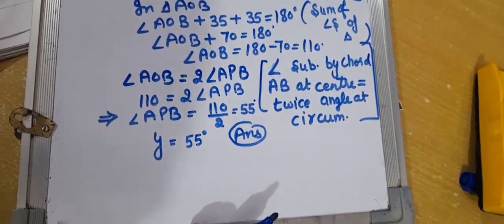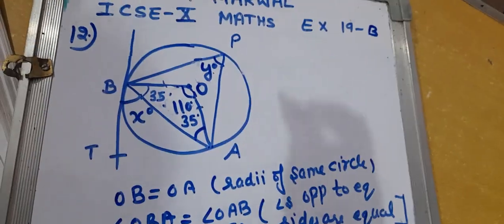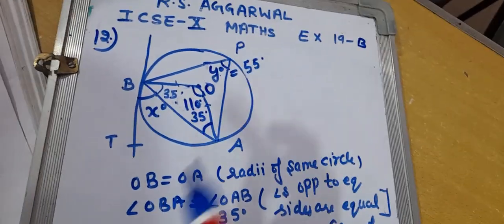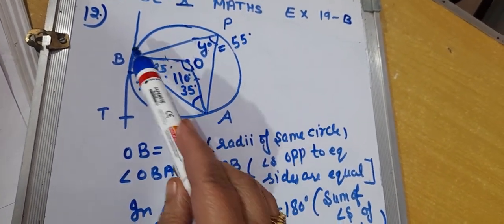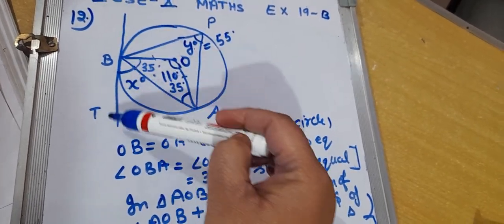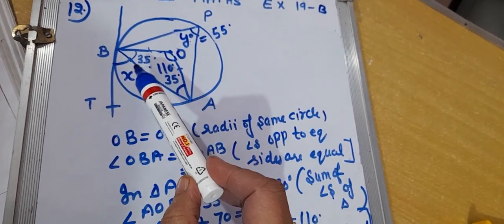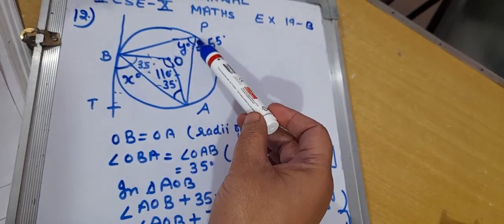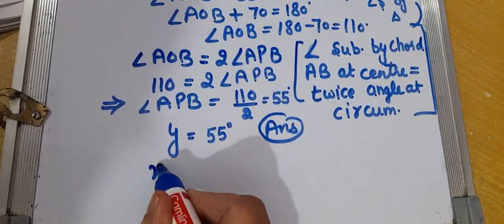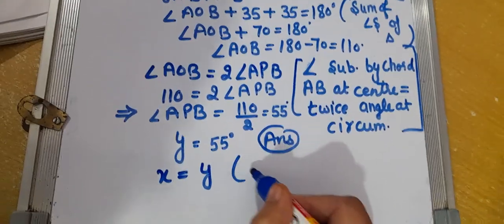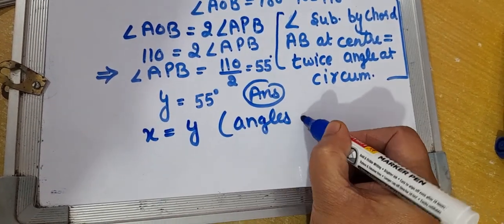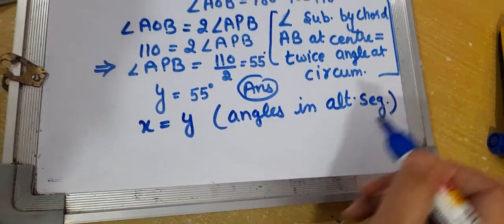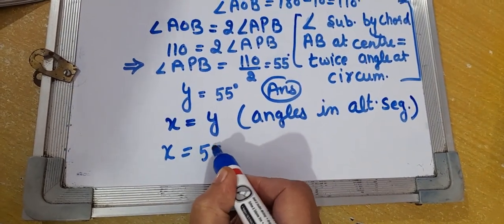We are also asked to find the value of X. Now see the figure. Y is equal to 55 degrees. If you observe, X is the angle between chord AB and tangent BT. And we know that the angle between chord and tangent is equal to the opposite interior angle. So X will be equal to Y. So write this down: X equals Y, angles in alternate segment. So X is equal to 55 degrees.